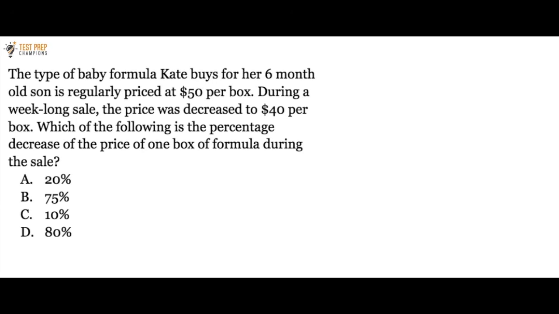The type of baby formula Kate buys for her 6-month-old son is regularly priced at $50 per box. During a week-long sale, the price was decreased to $40 per box. Which of the following is the percentage decrease of the price of one box of formula during the sale? Is it A, 20%, B, 75%, C, 10%, or D, 80%? So now's your chance to pause the video. You can take all the time you need with this, and whenever you're ready, we'll go over the answer.